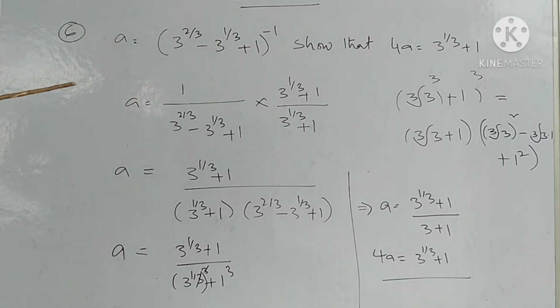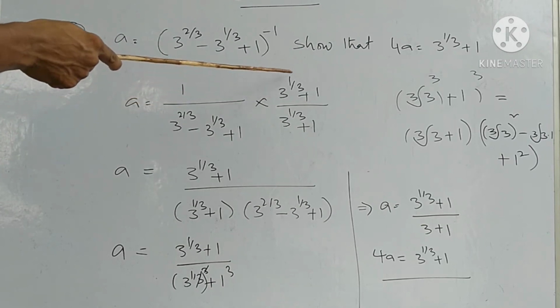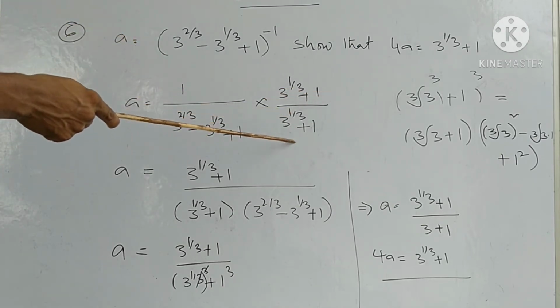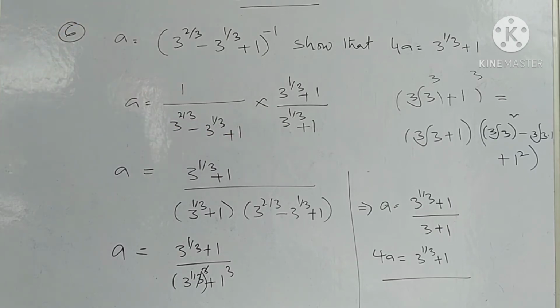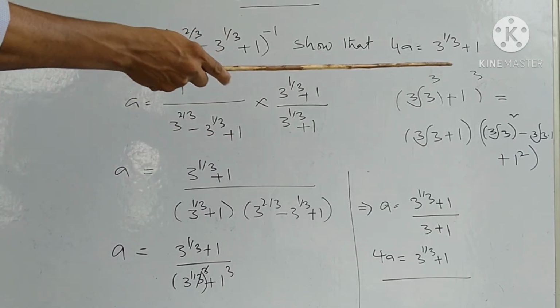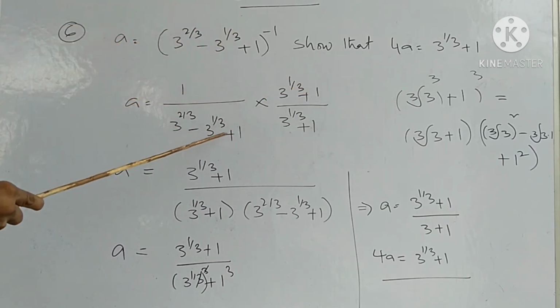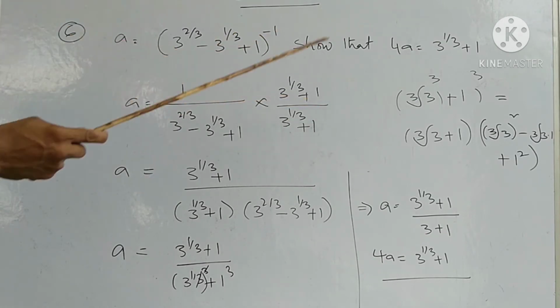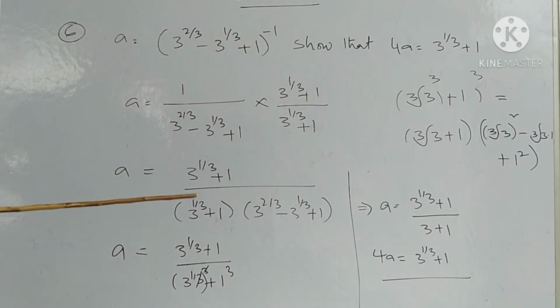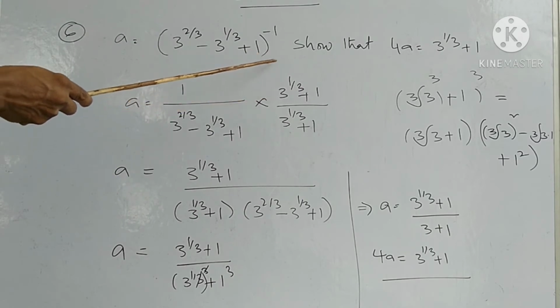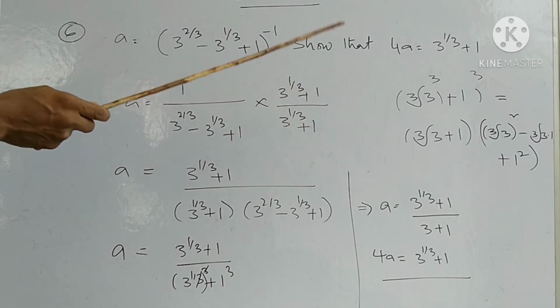Just we have to multiply this term with 3 to the power of 1 by 3 plus 1, in numerator and denominator. Why? Because it is of the form a cube plus b cube. It is of the form a cube plus b cube. Here the a plus b term is missing. We can multiply with 3 to the power of 1 by 3 plus 1, numerator and denominator.